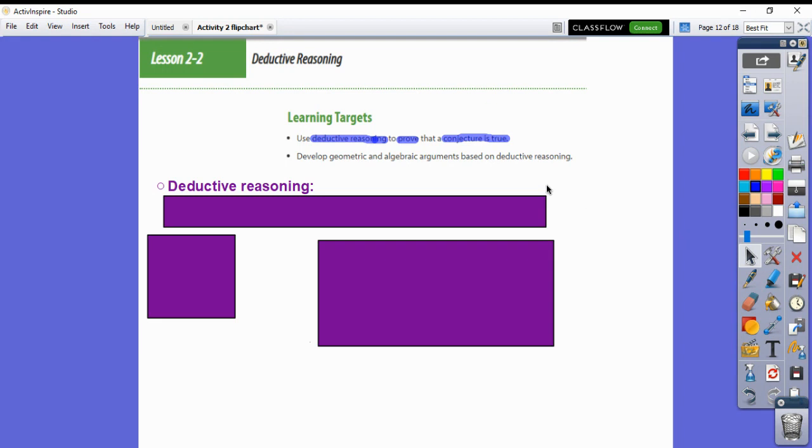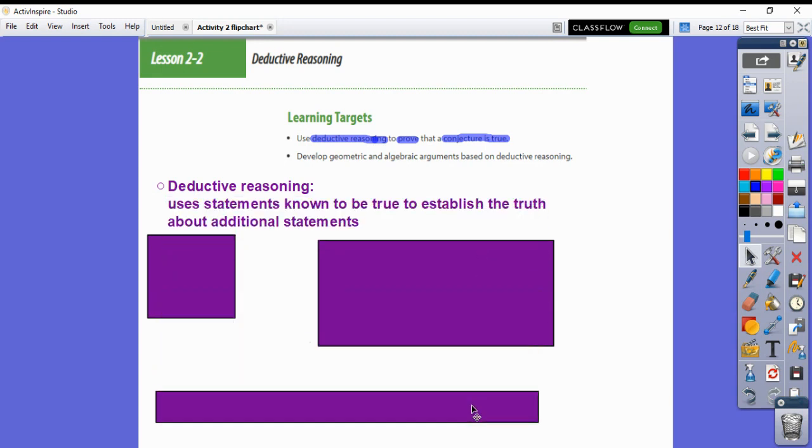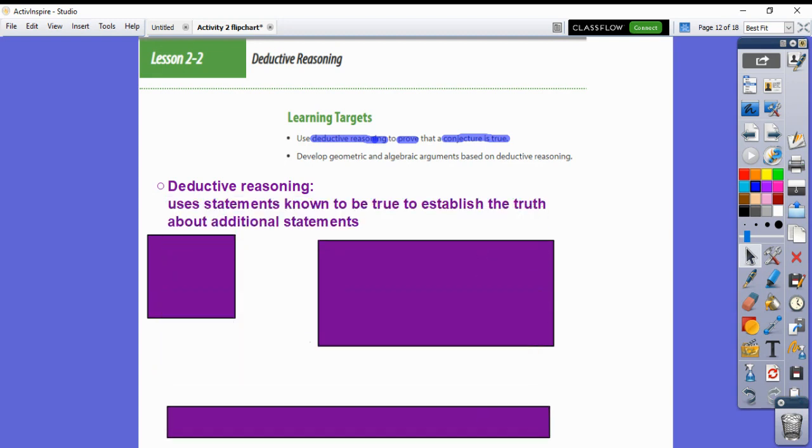So the first thing we're going to do is look at what a definition of deductive reasoning is. On page 18 of the PDF for activity 2 in unit 1, there's a good introductory couple of paragraphs there, but the basic definition of deductive reasoning that those paragraphs share with us is that deductive reasoning uses statements known to be true to establish the truth about additional statements.